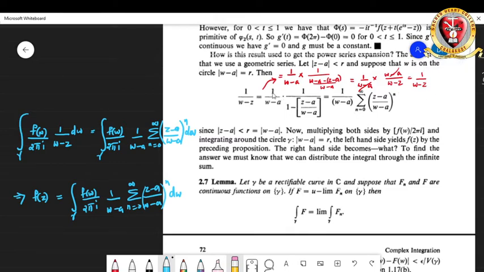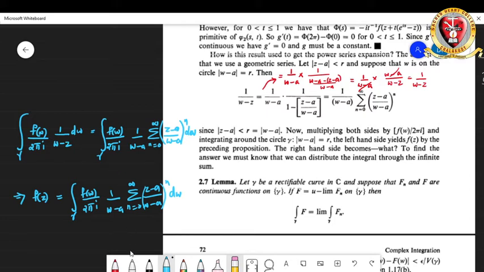That is nothing but 1 by w minus a into 1 divided by 1 minus z minus a divided by w minus a. So both are the same. That's what we are saying. So you can equate the term sitting here to the term sitting here. And here we can use the geometric series. Why? Because we know modulus of z minus a divided by w minus a will be strictly less than r by r, that is equal to 1. So you can use the geometric series here.